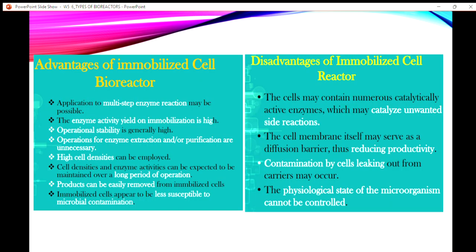Okay, so these are the advantages of immobilized cell. Multi-step reaction might be possible to occur. But the disadvantage adalah once there is a multi-step enzyme reaction, unwanted side reaction or unwanted product might be produced. Yang itu kita tak nak. Okay, and then it is more stable. Why? Because your cell is already encapsulated inside porous material. Okay, high cell density can be employed because you can control the concentration of cell that you akan encapsulate inside the immobilized porous material.